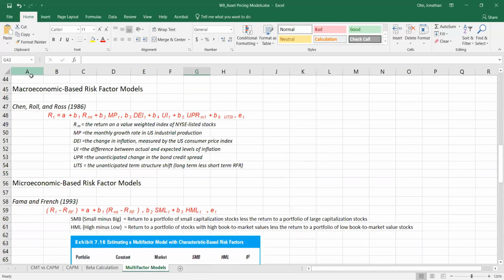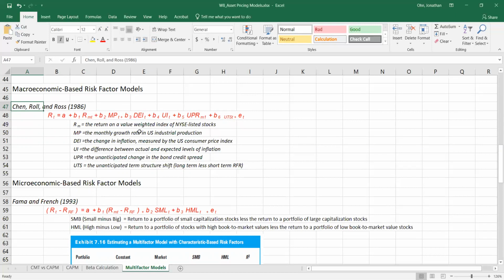Another type of multi-factor model is the macroeconomic variable-based risk factor model. For example, Chen, Roll, and Ross provided this model. See all these variables? The first one is the market portfolio, New York Stock Exchange listed stocks. As I told you, some use the New York Stock Exchange composite index as the market portfolio.